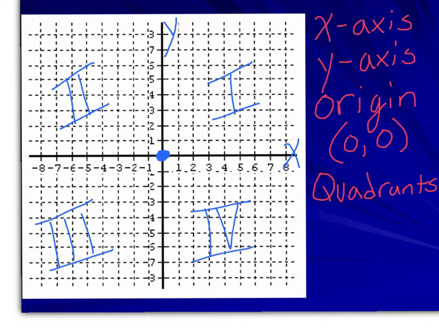And so it's important that when we're plotting points or visualizing points, we're able to identify what quadrant they lie in. So if a point is plotted anywhere in this region, it's in quadrant 1, quadrant 2, quadrant 3, and quadrant 4.